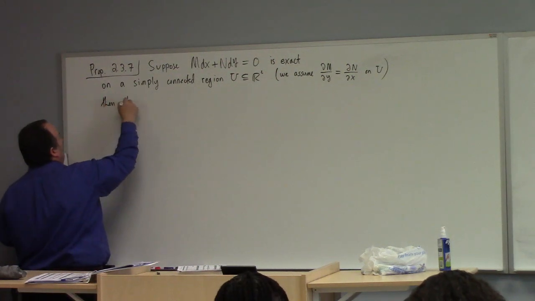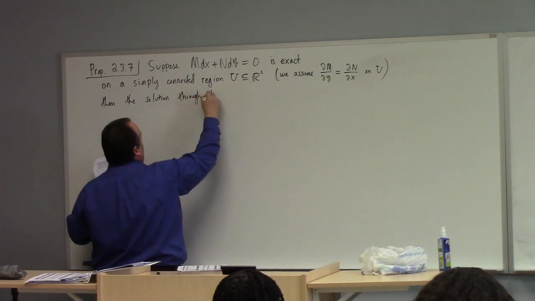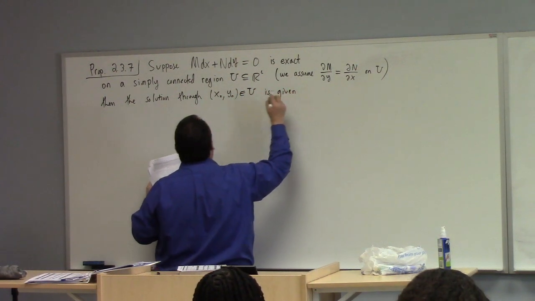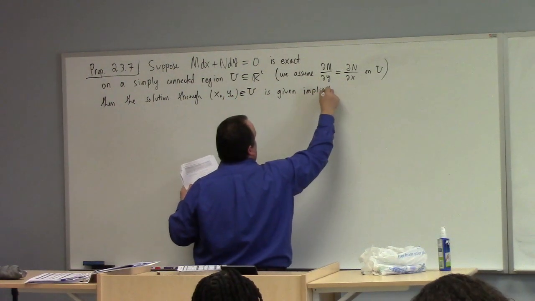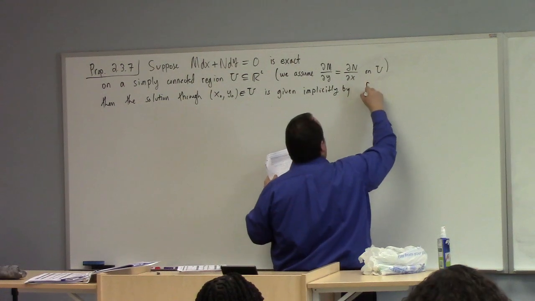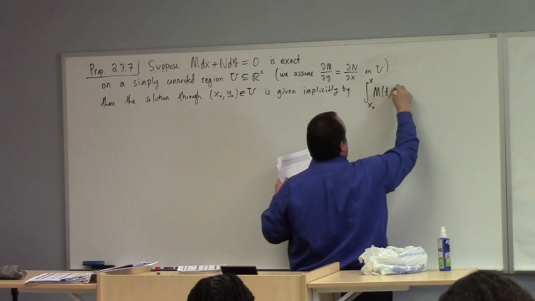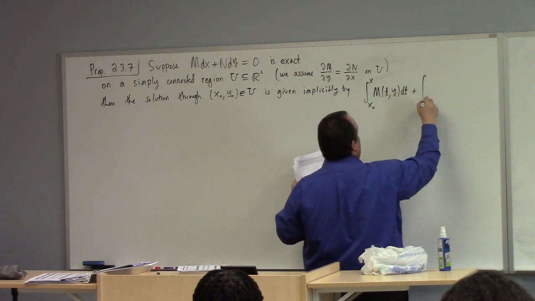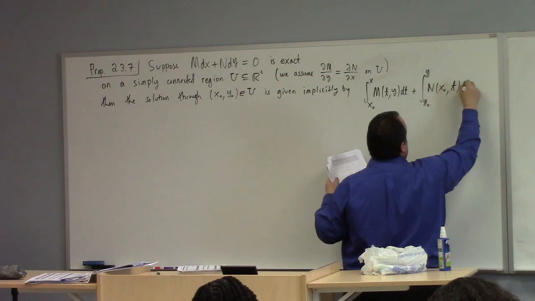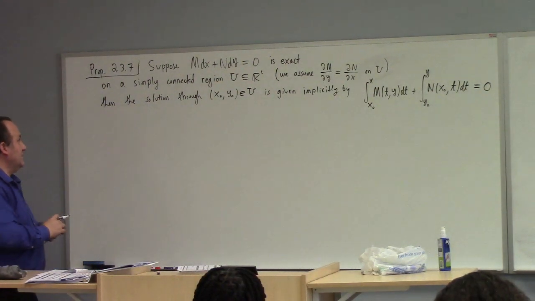Then the solution through (x naught, y naught) in U is given implicitly by the following formula: the integral from x naught to x of M of t comma y dt plus the integral from y naught to y of N of x naught comma t dt is equal to 0. All right, so this is the claim.